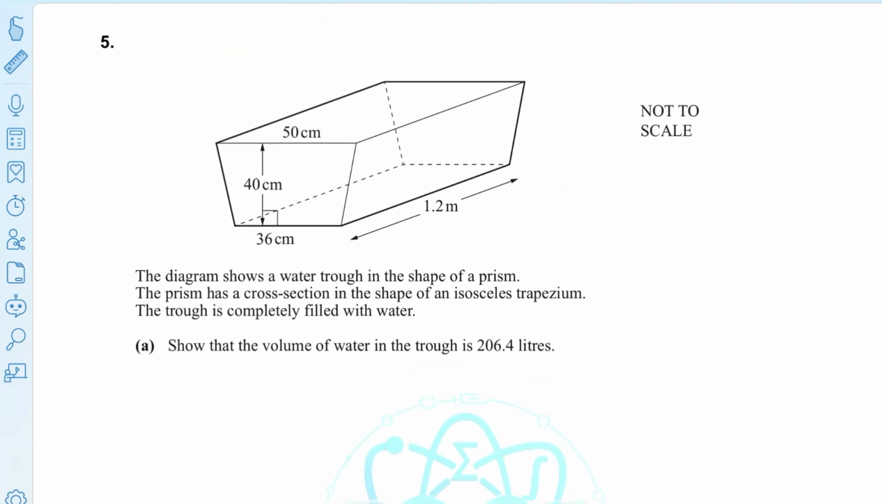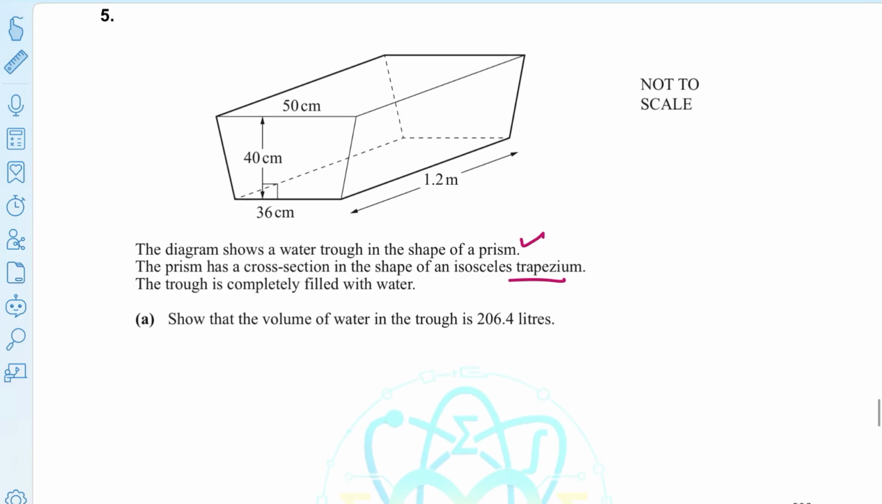Question number 5. Diagram shows a water trough in the shape of a prism. The prism has a cross section in the shape of an isosceles trapezium, right? The trough is completely filled with water. Show that the volume of water in the trough is 206.4 liter.